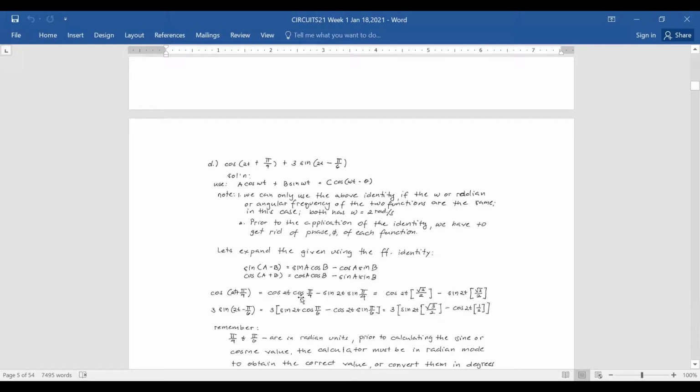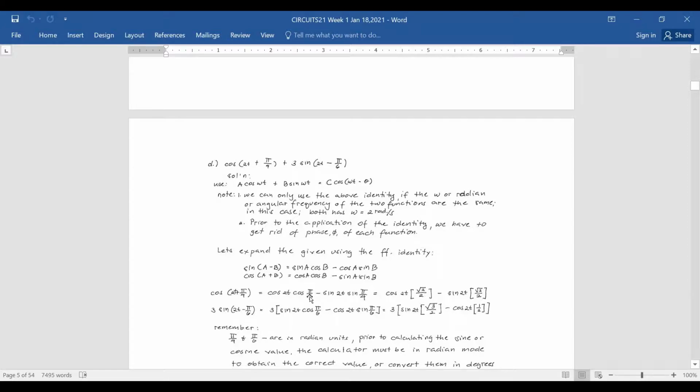Cos 2t, cos times cos pi over 4. Next, minus negative sine 2t sine pi over 4. By using our calculator, cosine pi over 4 is square root of 2 over 2.